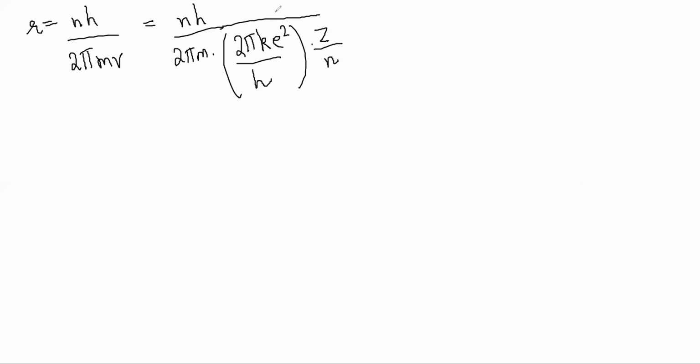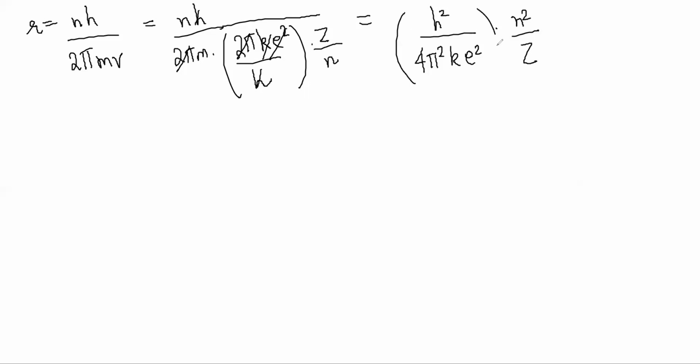So now see, n is here, correct? So n goes on top, and everything else we'll keep as it is. So h square by 4 pi square k, I have removed this, I have removed this, k e square, and n square by Z. Correct? So notice that all of these terms are constants, no? h, pi, k, e, right?